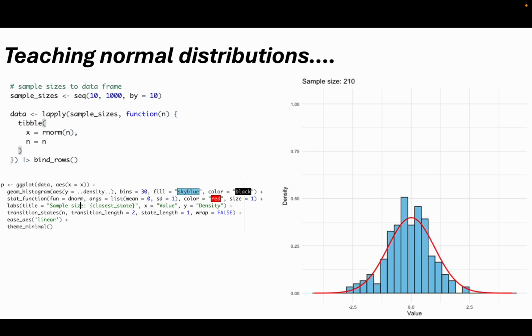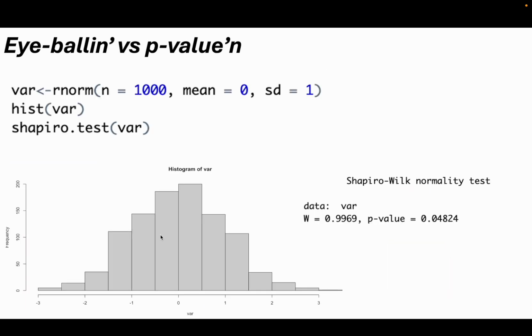Another example I use often is comparing using a histogram to using a p-value test to determine whether data is normally distributed or not. So eyeballing versus p-valuing the distribution. In this instance, I've basically used a very similar function there. So rnorm, I want 1,000 data points. The mean overall should be 0 and the SD is 1, so a very standard normal distribution.